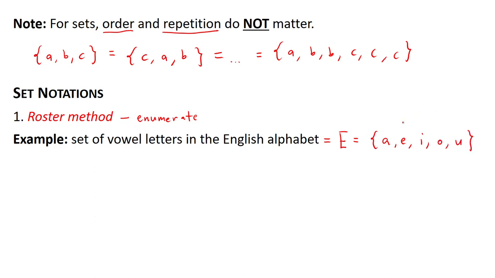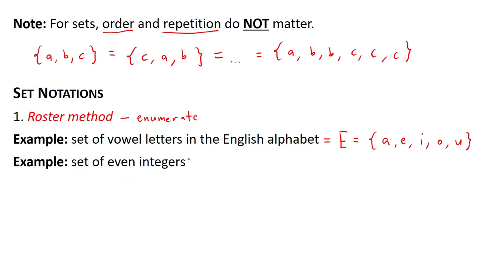Hindi nakalimutan ko to sabihin, ganyan mag-ano ng set, no? We enclose it in curly braces to tell that it is a set, that it is a collection. Hindi lang basta isusulat yung ABC. Kunyari, sinulat mo yan, mali yan. That's not a set. But the moment na lagyan natin ito, it is clear in math that that is a set.